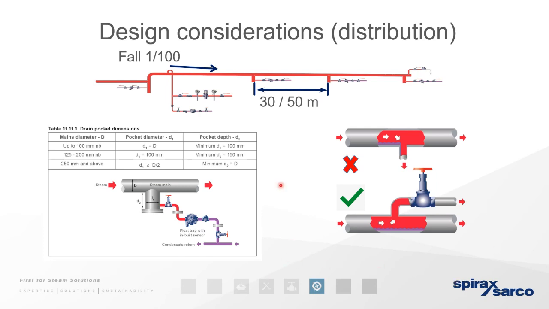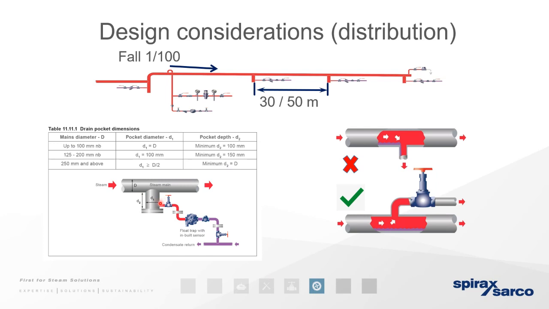As well, steam traps we will install every 30 to 50 meters, and we want to do that with a correct drain pocket, which is seen in this example. So for up to 100 millimeters, we want our drain pocket to be the same size as our mainline size, and we want a pocket depth of approximately 100 millimeters minimum. Anything above 100 millimeters, from 125 to 200, as you can see, D1 needs to be 100.